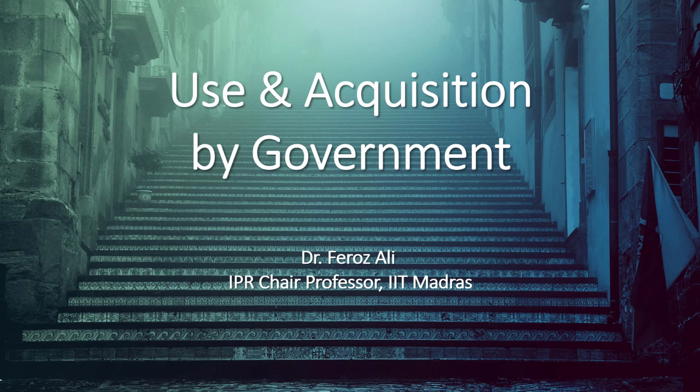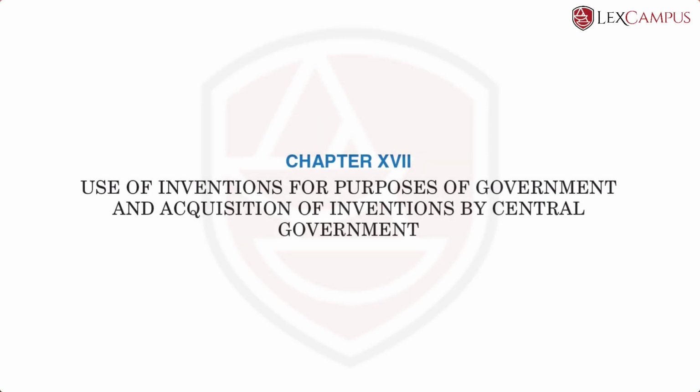Chapter 17, Use of Inventions for Purposes of Government and Acquisition of Inventions by Central Government. This chapter deals with use by the government and acquisition by the central government. Just as the government has the power to acquire land and private property in certain cases, the government also has the power to acquire inventions or patents.